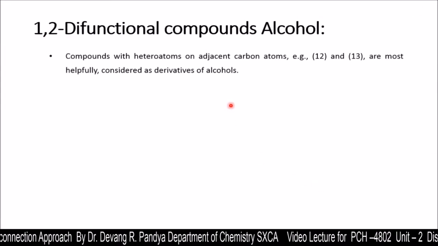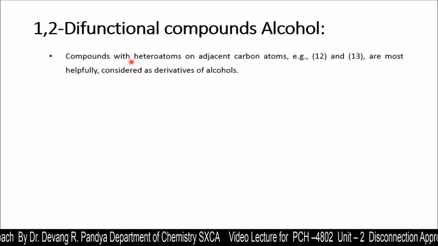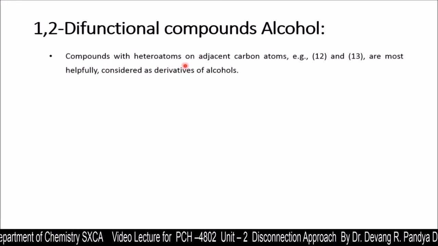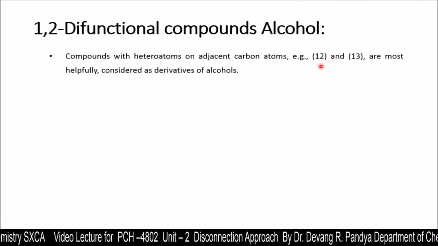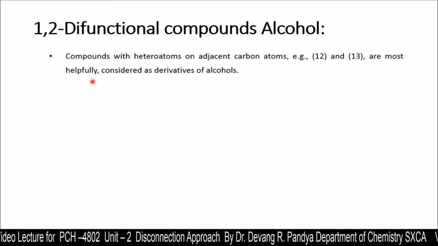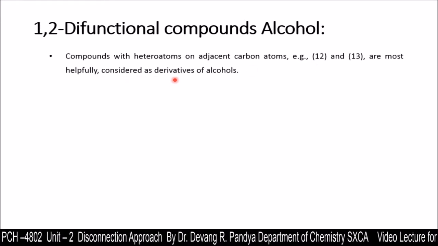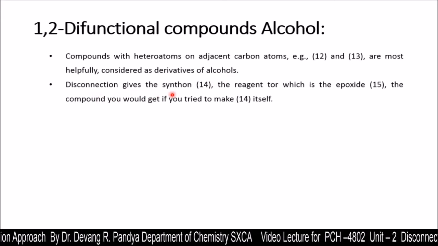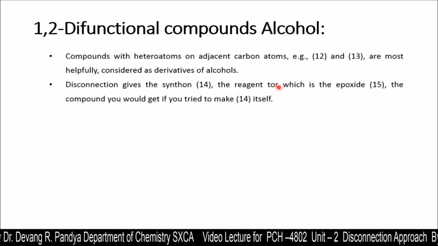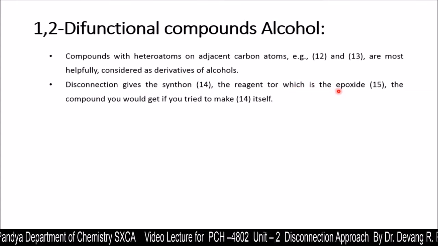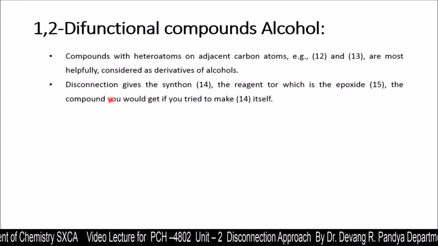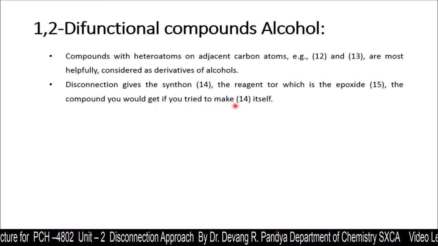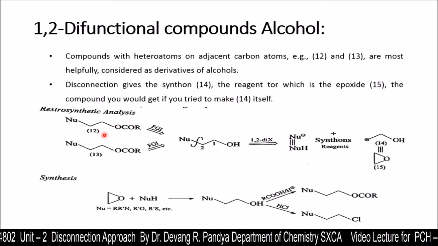Now 1,2-difunctional compounds, and we are going to synthesize alcohols from them. Compounds with heteroatoms on adjacent carbon atoms, that is structure 12 and structure 13, are most helpfully considered as derivatives of alcohols. Disconnection gave the synthon, that is structure 14, and the reagent for which is the epoxide, that is structure 15. This is the compound you would get if you tried to make structure 14 itself. Here is the retrosynthetic analysis.